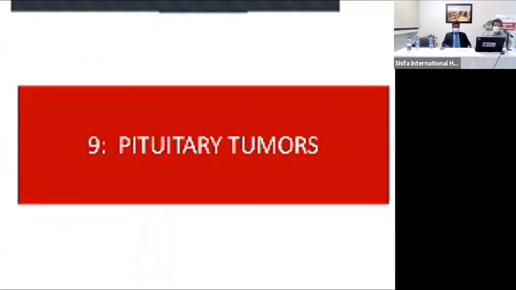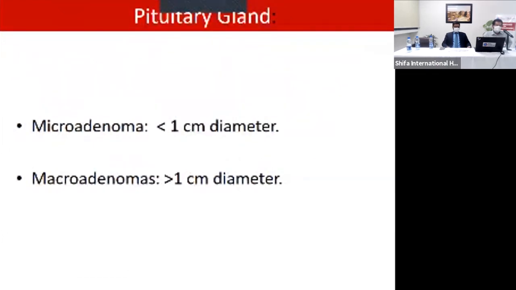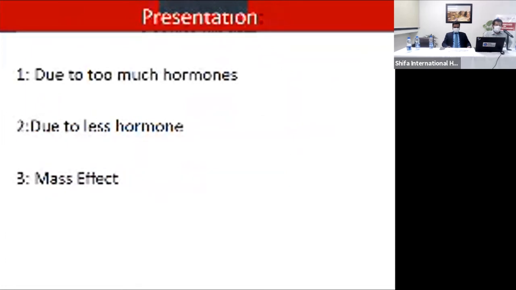So now coming to the pituitary tumors, most pituitary tumors are benign adenomas arising from anterior pituitary gland, that is known as the adenohypophysis. These can be endocrine active or inactive tumors. So the tumors less than 1 centimeter diameter are known as microadenomas, whereas the tumors larger than 1 centimeter diameter are macroadenomas. Presentations can be due to too much hormone production, too little hormone production, and mass effects.